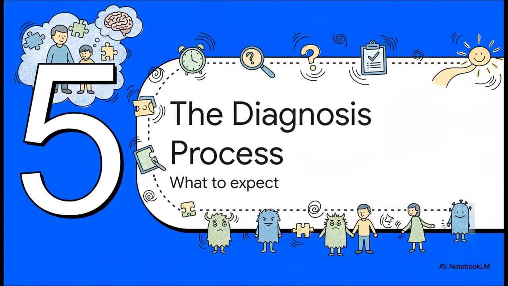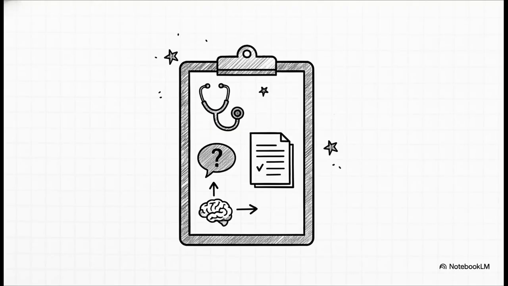I know that first appointment can feel a little nerve-wracking. So let's pull back the curtain and talk about what the diagnosis process actually looks like. Knowing what to expect can really help. So a doctor will usually start with a physical exam and ask about what's been going on at home and at school. They'll also check for other conditions, because it's pretty common for kids with ADHD to also have things like anxiety or depression. The process might also include questionnaires for teachers and maybe even a referral to a specialist.